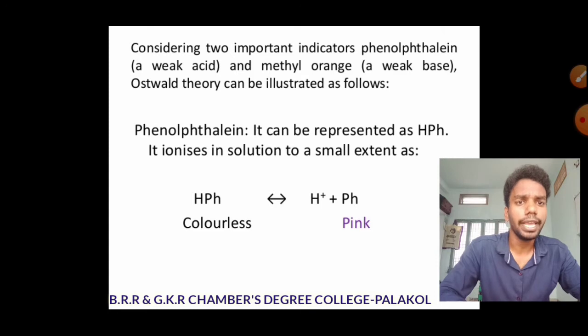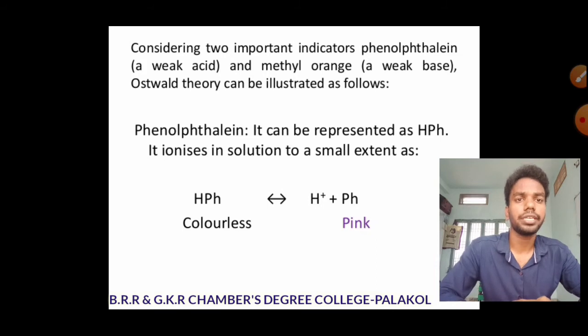Now, in unionized form, phenolphthalein exhibits colorless. There is no color. In ionized form, it shows pink color, right? Unionized form colorless, ionized form pink color. So that is what Ostwald's theory tells. The indicator shows different color in unionized and ionized form, right? So here I am taking phenolphthalein indicator as the example. In unionized form it shows colorless, and in ionized form it shows pink color. Now I am adding this phenolphthalein indicator to a solution, taking a conical flask.